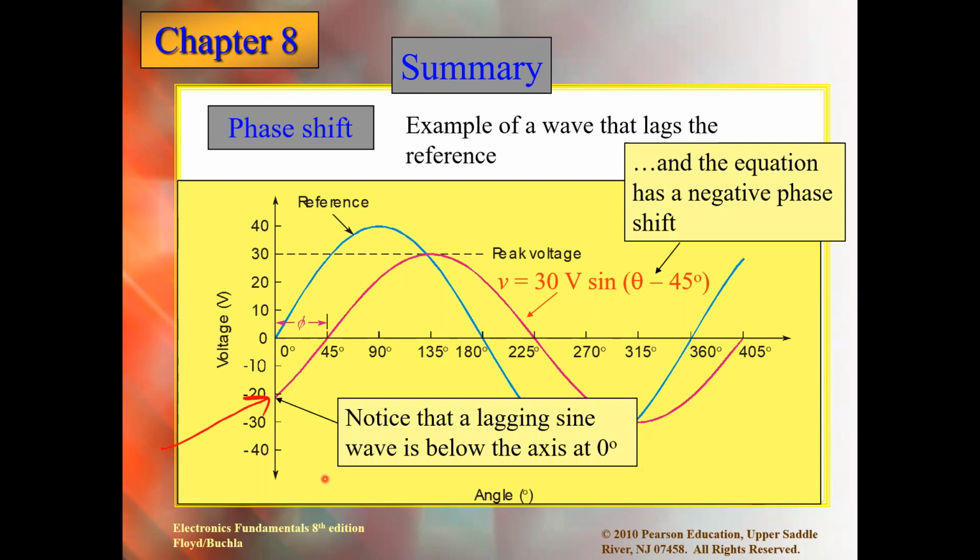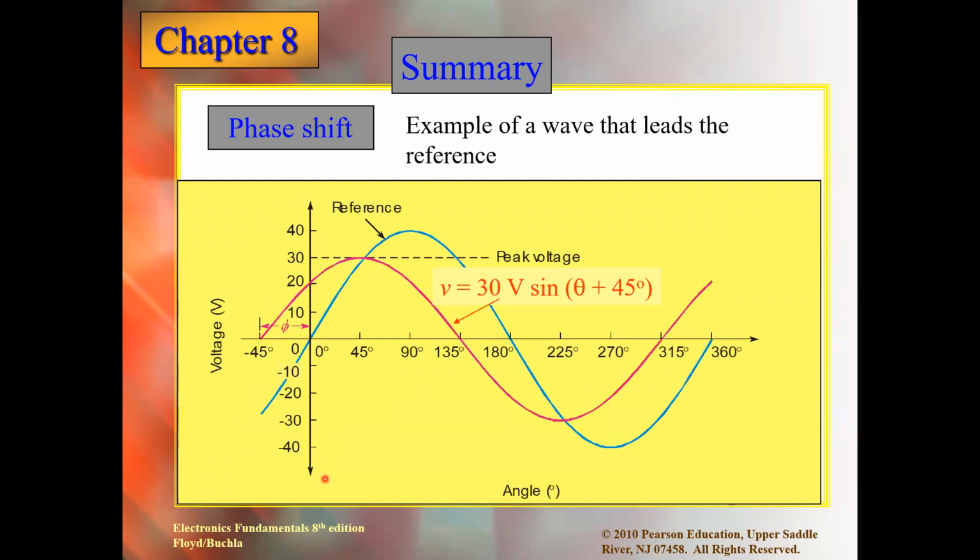Now let's have an example of the leading waveform. See the leading waveform. The red one now is starting earlier than the reference. The reference is starting at the origin, we know that, but this one is advanced. So the equation will be 30 sine theta plus 45. The term comes plus because it leads. So we say that this red waveform leads the reference by 45.